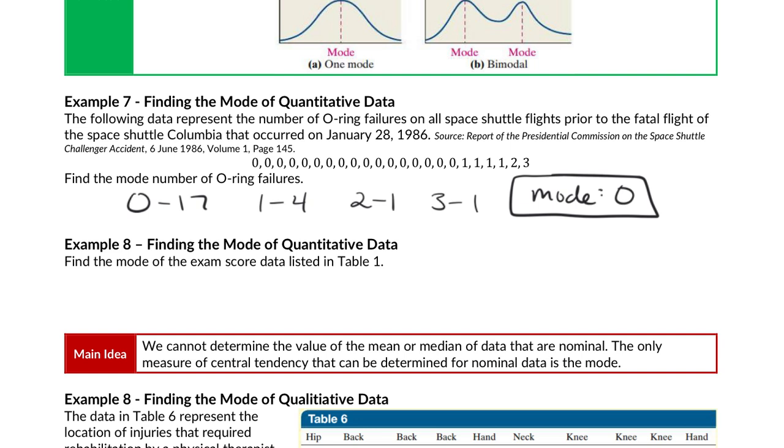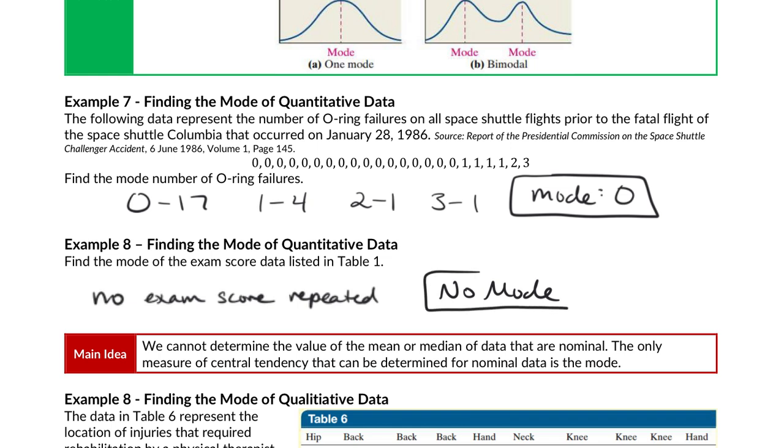Maybe let me rephrase the question. Are there any exam scores that are repeated? No. So since we have no exam score repeated, we have no data that has occurred the most because they all occurred the same amount, which means this one would have no mode. So that's always an option.